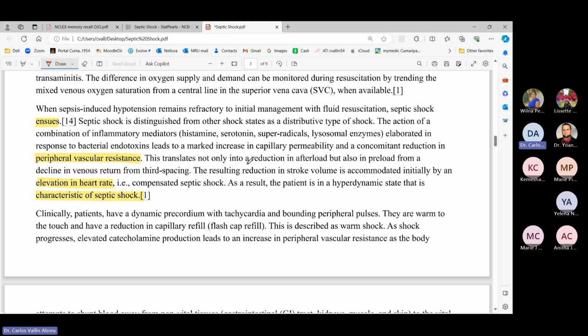This translates not only in reduction of the afterload, but also the preload, declines in the venous return from third spacing, and the resulting reduction in stroke volume is accommodated initially by elevation of the heart rate, compensating a septic shock. That's why elevation of the heart rate is looking for compensation. Elevating the heart rate, we try to compensate the decreased cardiac output. As a result, the patient is initially in a hyperdynamic state that is characteristic of the septic shock.